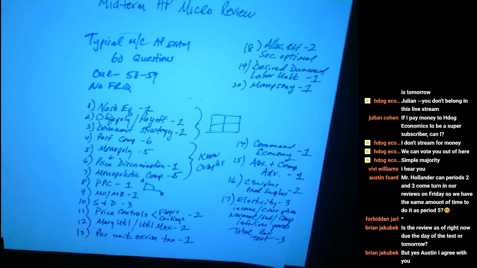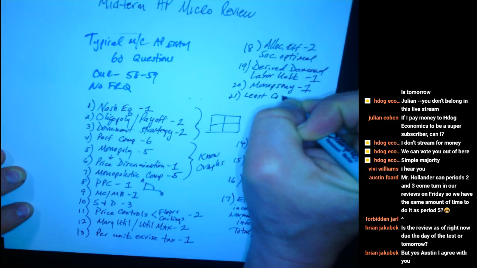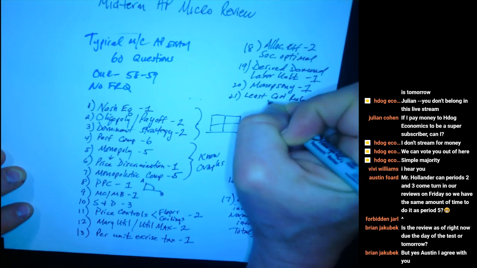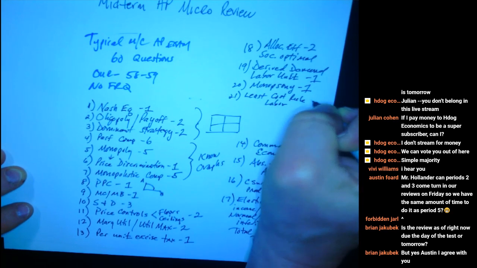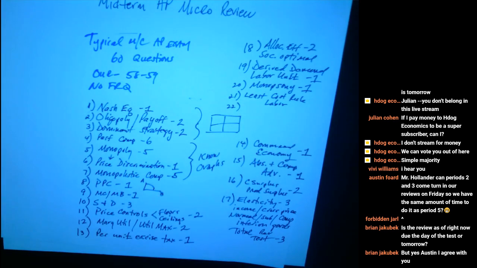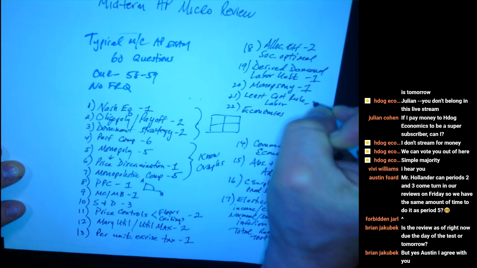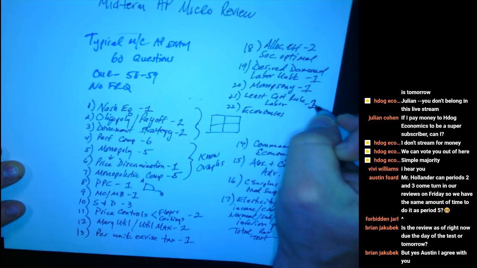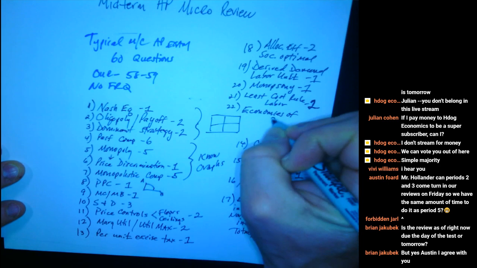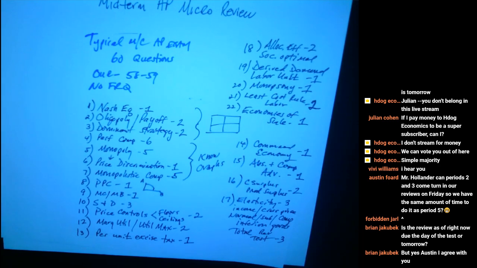Also know the least cost rule for labor. That's important too. Economies of scale: there's 1 question. Actually, least cost rule, there are 2. Economies of scale, there's 1.